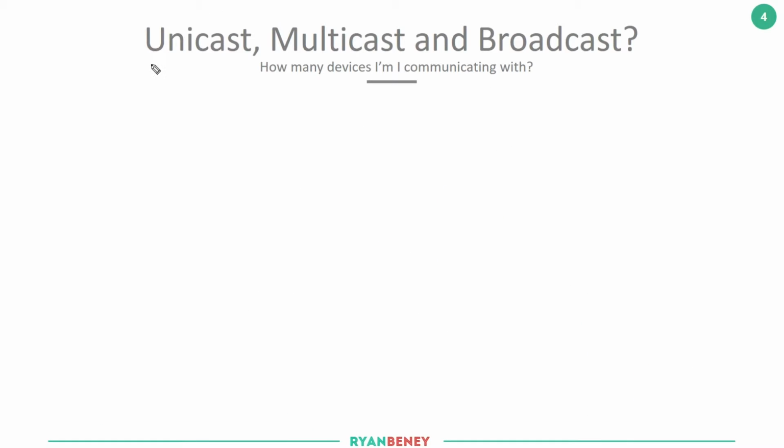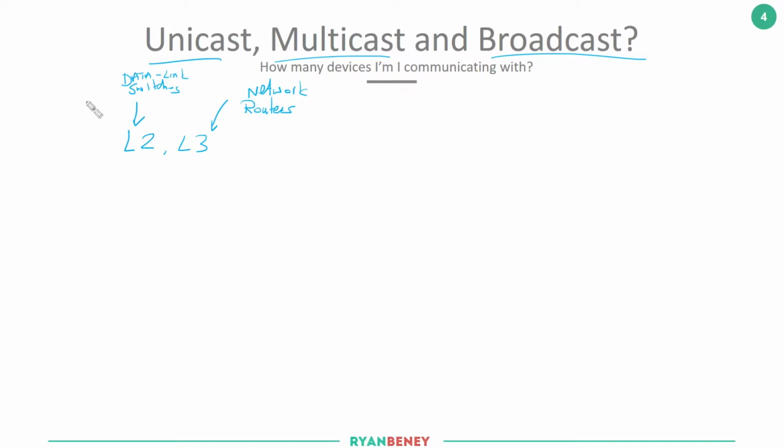Discussion around Unicast, Multicast, and Broadcast. Now, Unicast, Multicast, and Broadcast happen at both layer 2 and layer 3. Remember, layer 2 is the data link layer, and this is where devices like switches live. And layer 3 is the network layer, and this is where devices like routers live.